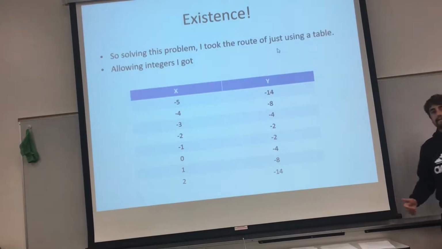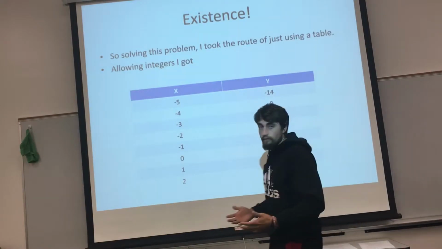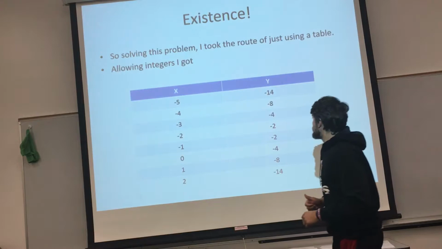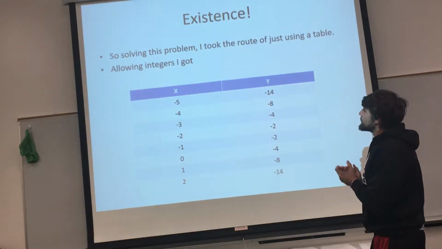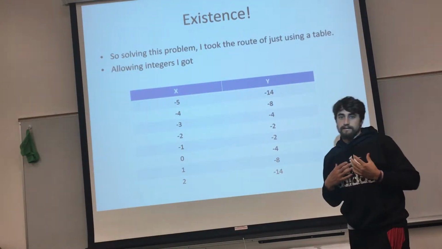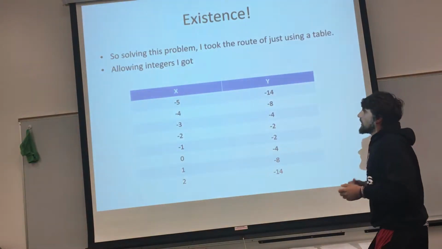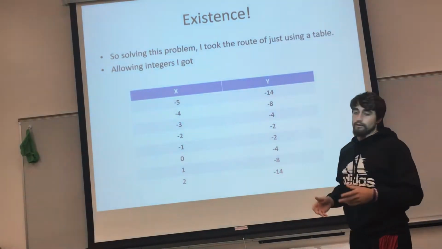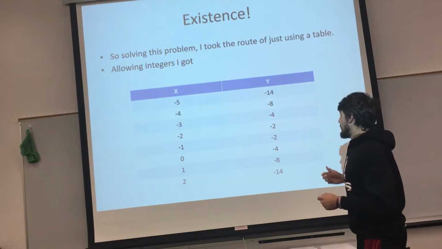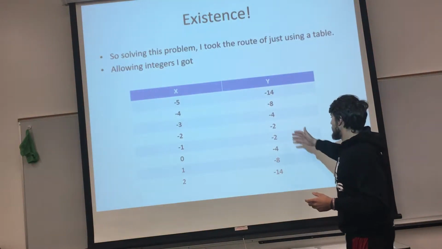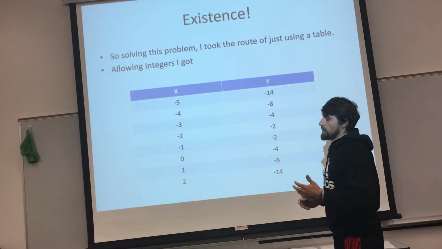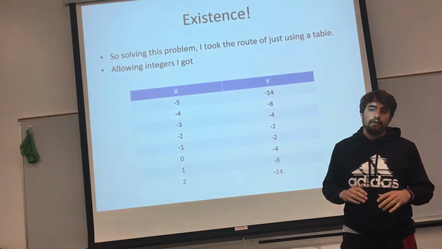The existence. So what is the existence? Solving for the problem, finding the max height of the problem. I took a table approach. There are other approaches that you can take, but I took the route of just using a table. And if we do this with only allowing integers, we get a max height of -2, and it happens at -2 and -1. So this was only allowing integers.